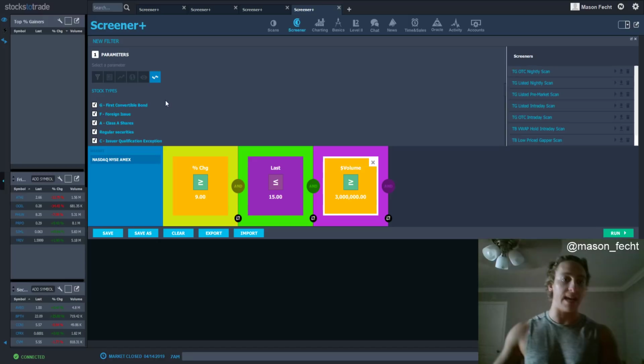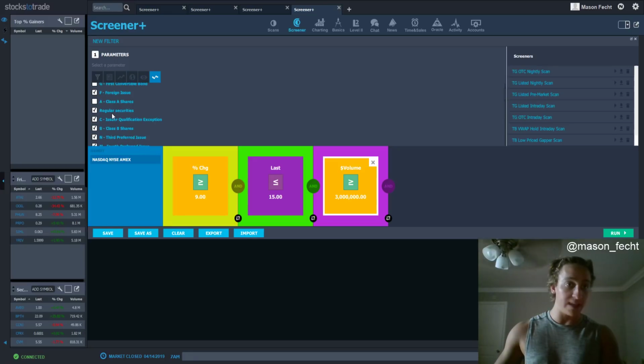Okay, so this one, stock types. This is important. So we're going to uncheck a lot of these. The only ones I'm interested in: foreign tickers, yes. Not A. Regular securities, yes. Not C. Not B. Not N. Not M. Not P. Not O. Not I. Not H. Not K. Not J. Not V. Not U, not Y, not warrants, so not W, not R.